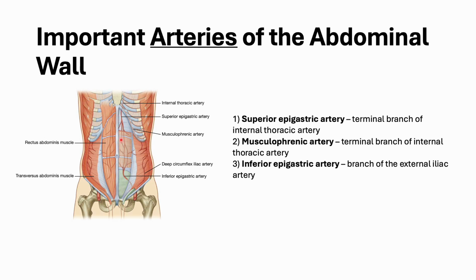of the anterior abdominal wall. And then the musculophrenic artery is going to supply the anterior lateral abdominal wall, and then the inferior epigastric artery is a branch of the external iliac artery, and you can see it supplying the other half that the superior epigastric artery is not.